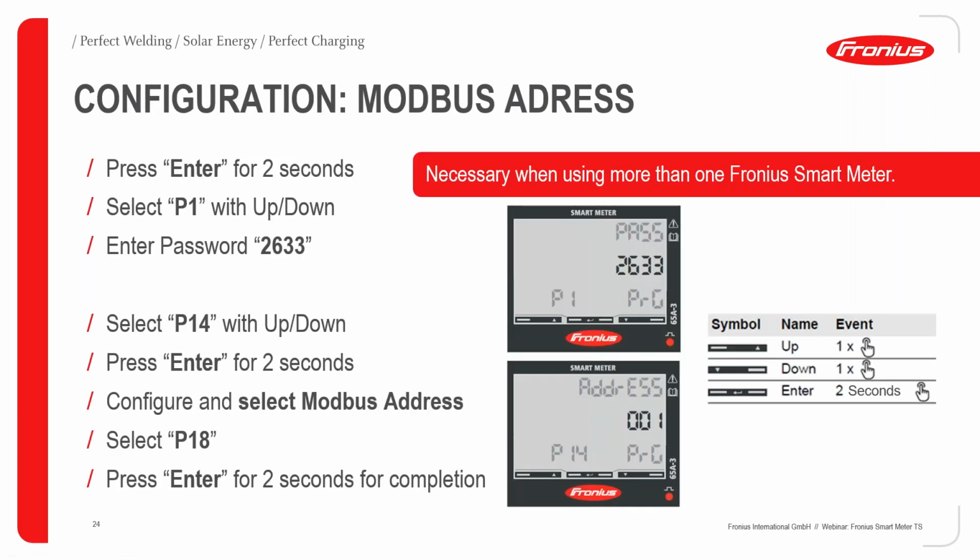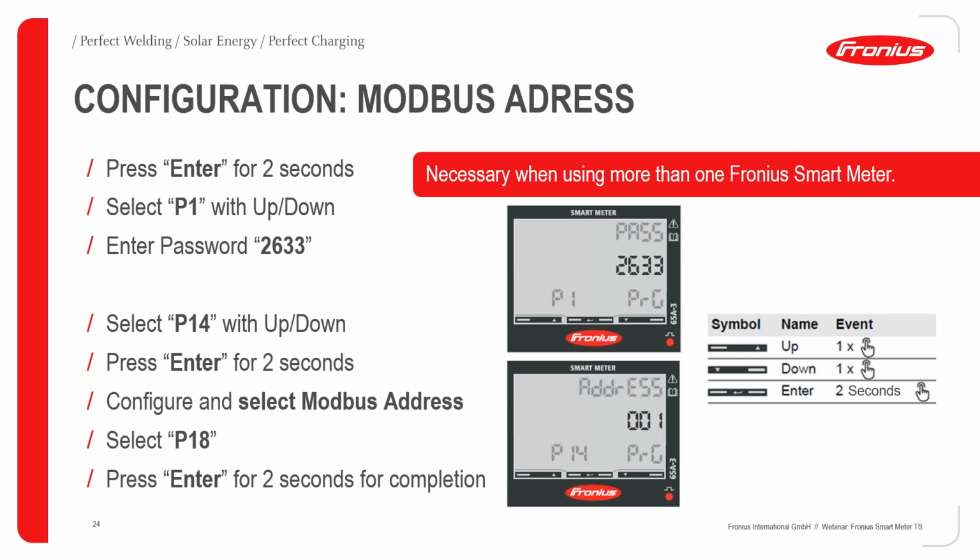So we have different scenarios where we also need to do settings on the smart meter itself, such as when we use multiple smart meters in a system. The standard configuration of a smart meter for MODBUS address is always set to 1. So if you're only installing one smart meter in the system and that's it, you don't need to configure anything because it's set as standard to 1 and it's perfectly fine.